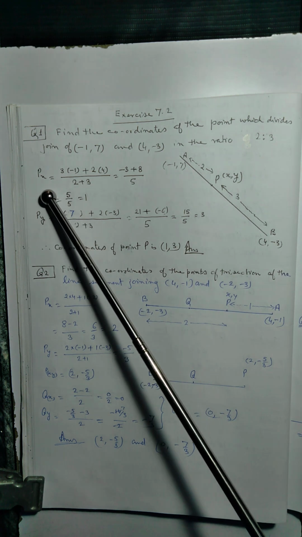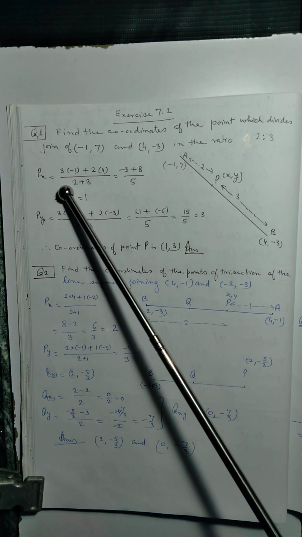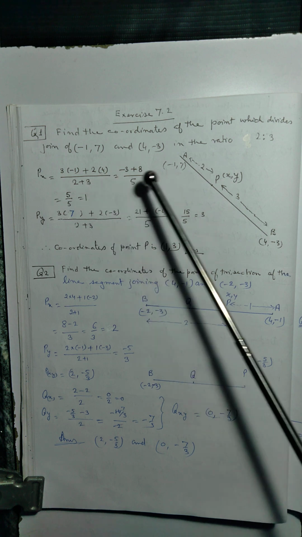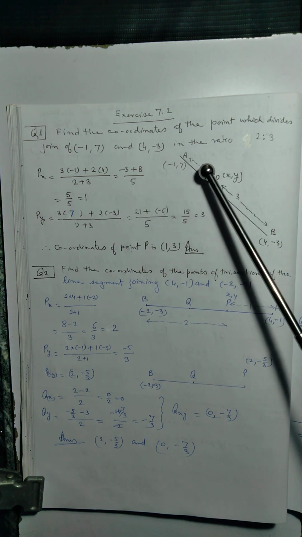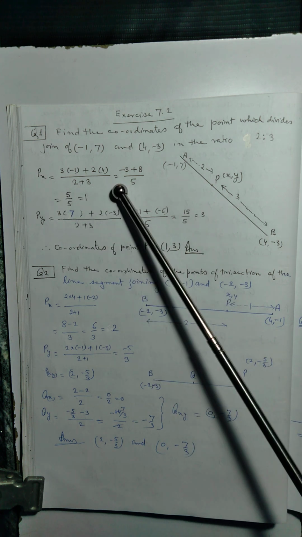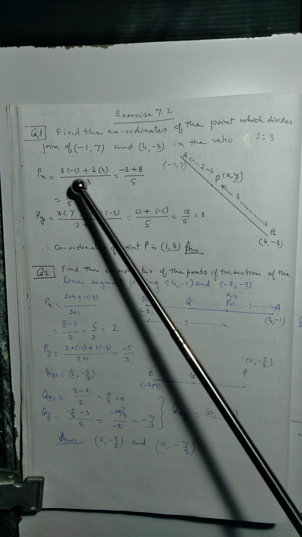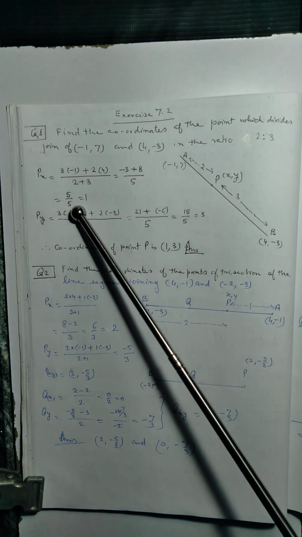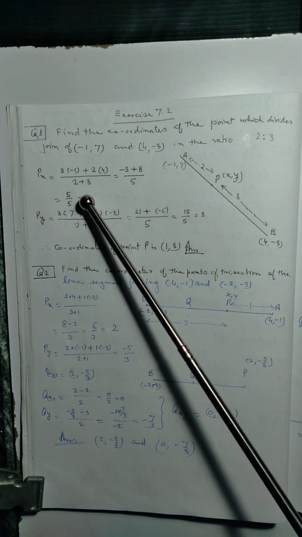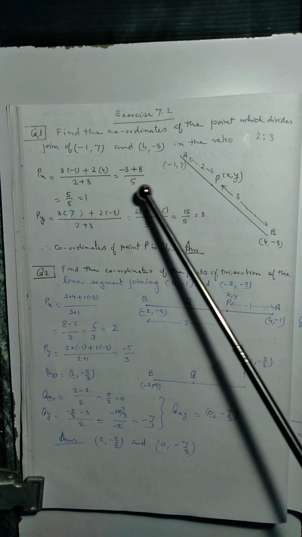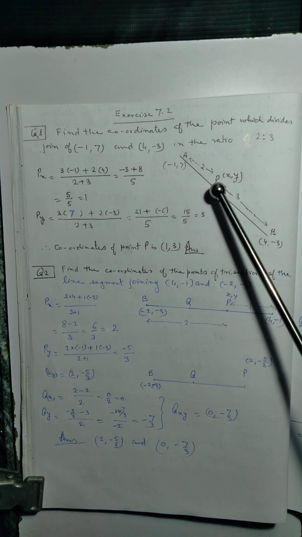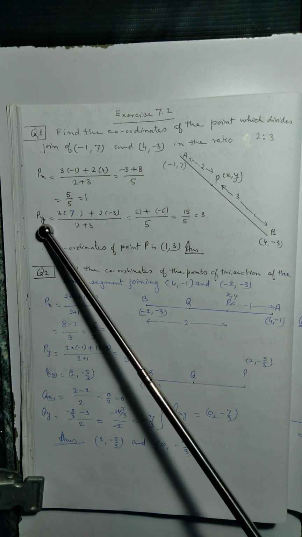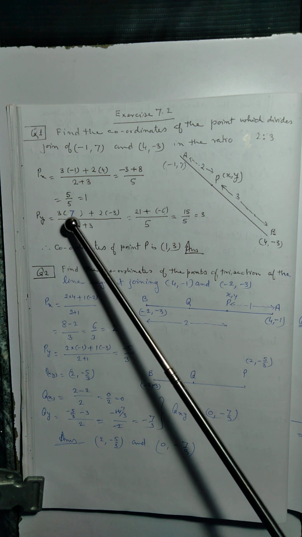So let us proceed. Px will be equal to 3 into -1 plus 2 into 4, whole divided by 2 plus 3. Solve it, you will get -3 plus 8 upon 5, that is 5 upon 5, and you will get Px, the abscissa or x coordinate of the point P, as 1.